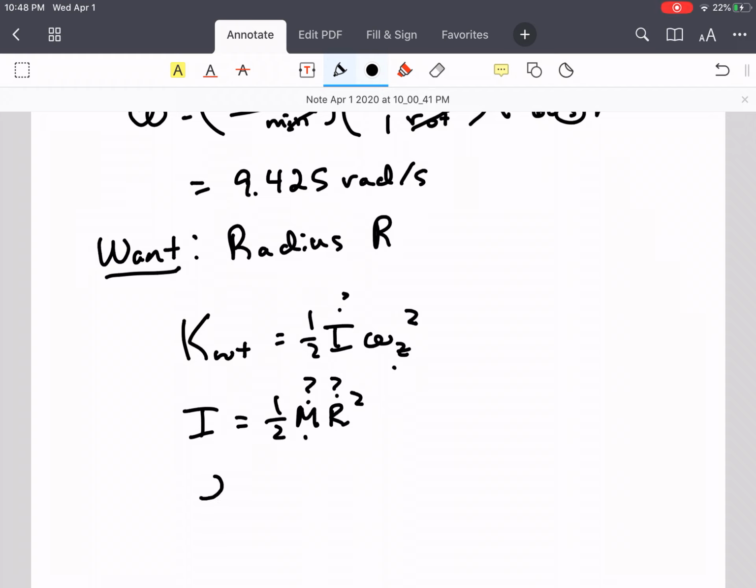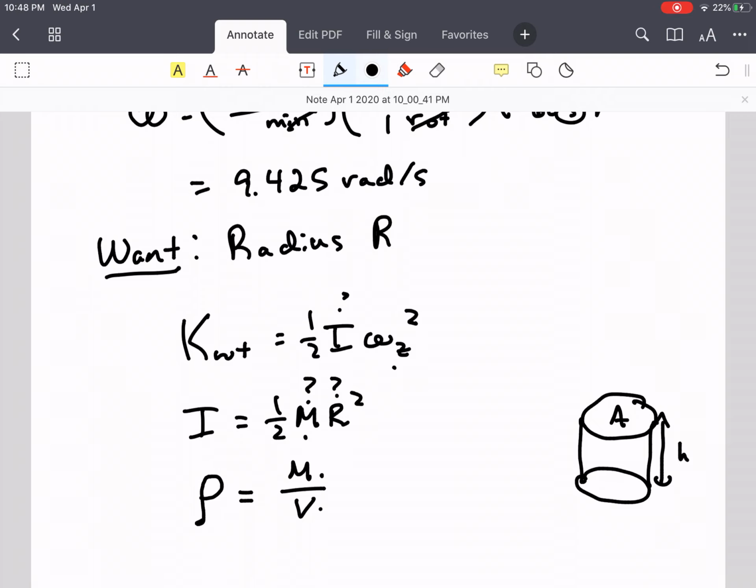So we do know that the density, rho, is mass divided by volume. So this is something we're going to use a lot in these sections. Mass divided by volume is density. And for a cylinder of surface area A and height h, the volume is just A times h. The area of a circle is pi r squared, so that's pi r squared times the height h. Density is mass divided by pi r squared h.